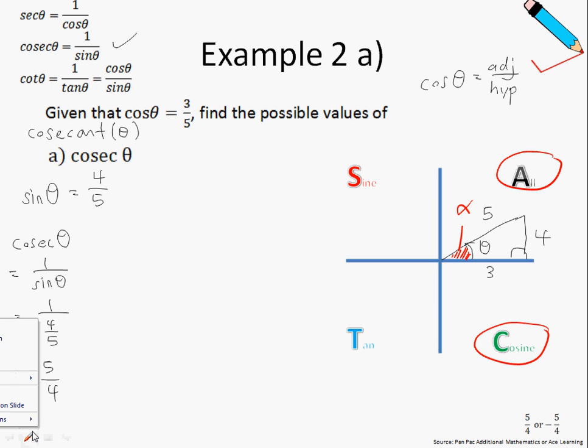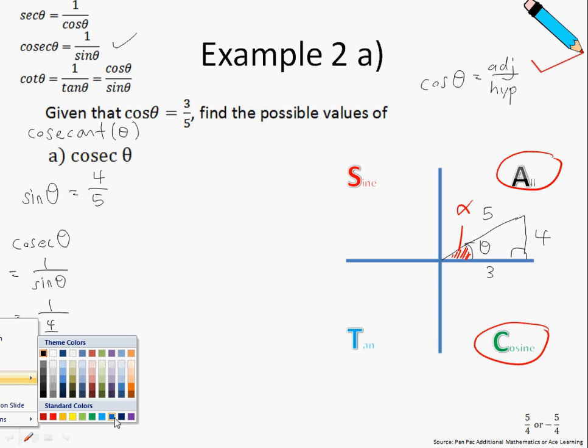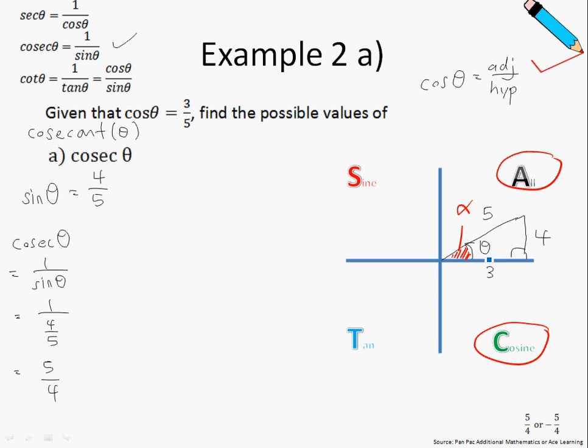To do this example, let me use a different color. For theta to be in the cosine quadrant, theta will be measured from here all the way till here. So this is my theta, and I will draw my right angle triangle, and then move on to identify my basic angle alpha. Alpha is always measured with respect to the x-axis, and this is my alpha.